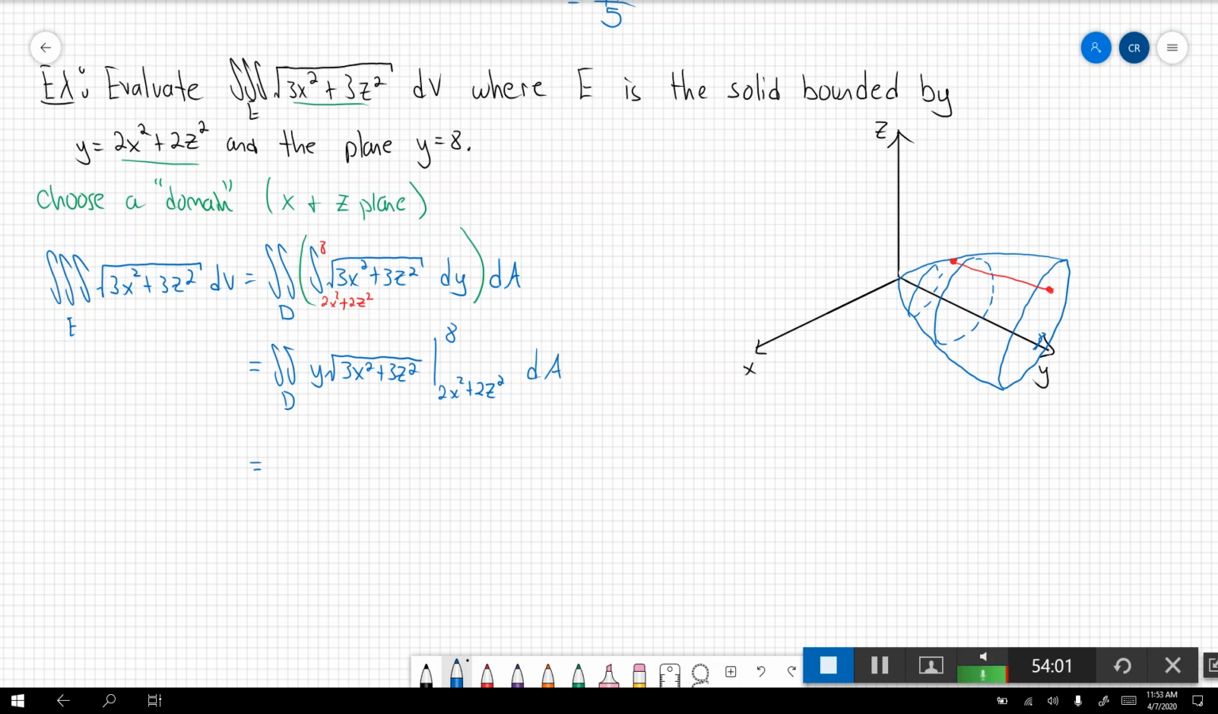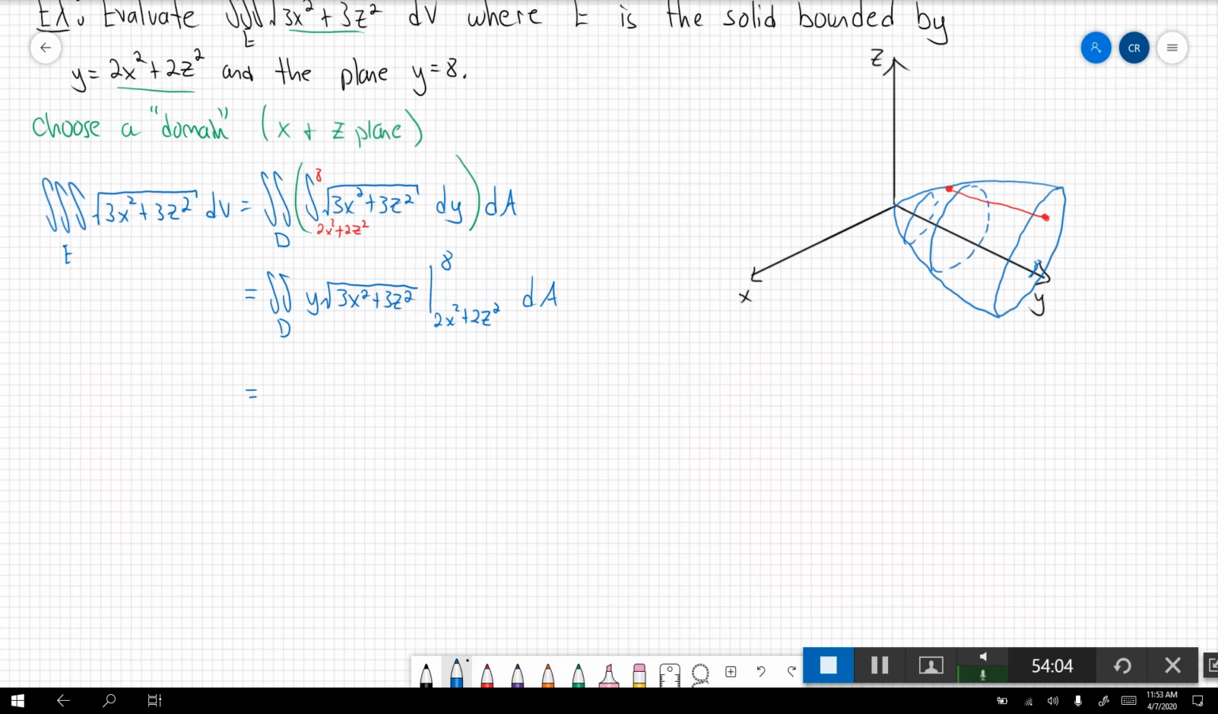All right, so let's keep working with this and see what we get. That's still a double integral over some domain that we chose, and this is going to be 8 multiplied by this function, 3x squared plus 3z squared, minus that y value, which is 2x squared plus 2z squared, multiplied by the square root of 3x squared plus 3z squared. There we are, and this is all dA. Perfect.